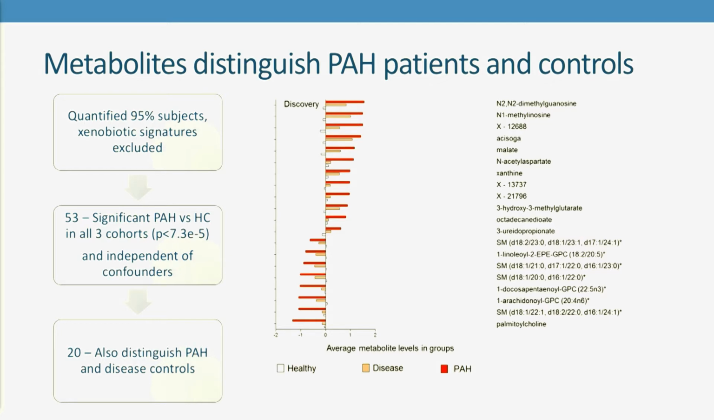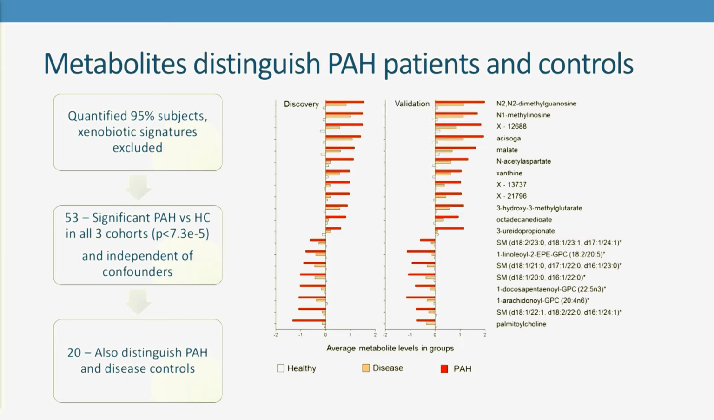This is our discovery analysis for those 20 metabolites, and then the validation analysis. You can see the metabolites are going in the same direction with a very similar fold change. And again, you can see that these metabolites are quite different from the disease controls in orange. Although for some of them, the orange bars are going in the same direction, so there maybe is a trend for the same alterations in disease controls, just not to the same extent as in the more severely diseased PAH patients.